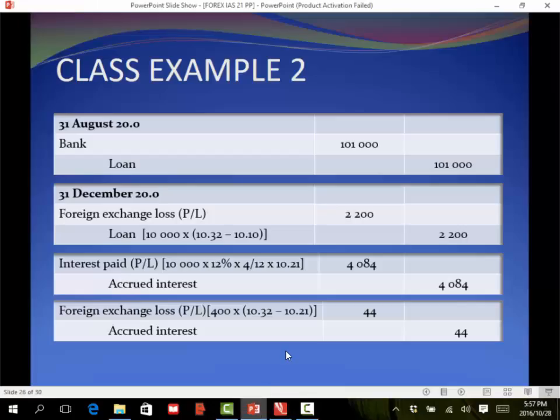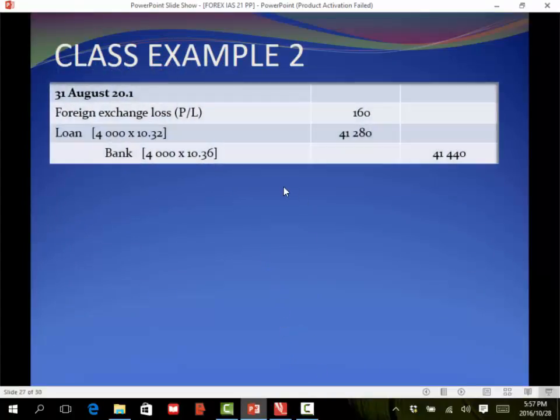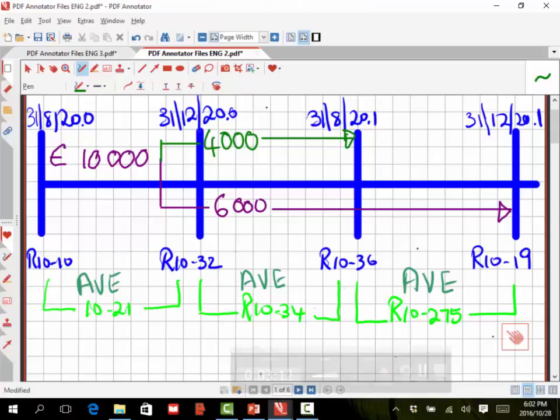Let us look at the journal. So there's the journal. You debit the foreign exchange loss, which you've just calculated, and it goes straight to profit and loss. You adjust the loan as it was stated at the previous year end, only the 4,000 portion at 1032, and then out of the bank you will pay the 4,000 times 1036, the 41,440, and that part of the capital has now been repaid.